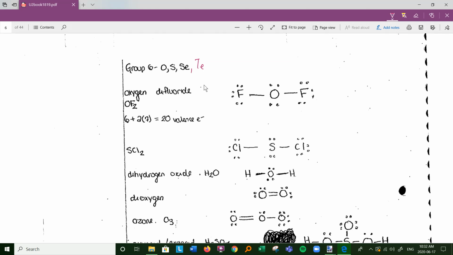So oxygen difluoride, you're going to have 20 valence electrons. The oxygen gives you 6. Each fluorine gives you 7. So that's 20. So start by making single bonds because the fluorines are terminal, so they go on the ends. So there are single bonds, and you've got 16 left. So 2, 4, 6, 8, 10, 12, 14, 16. And that is my molecule, oxygen difluoride.